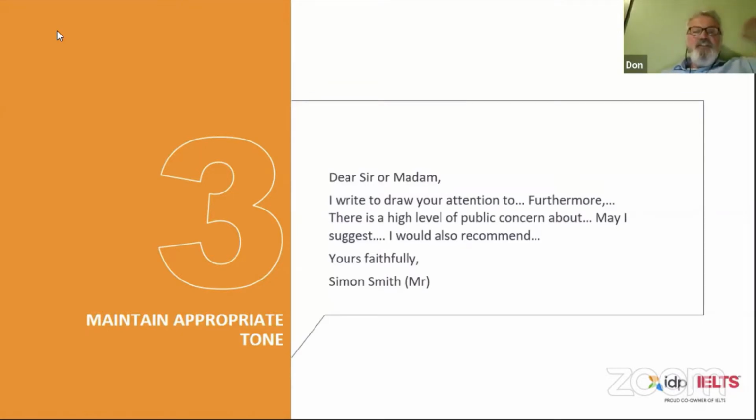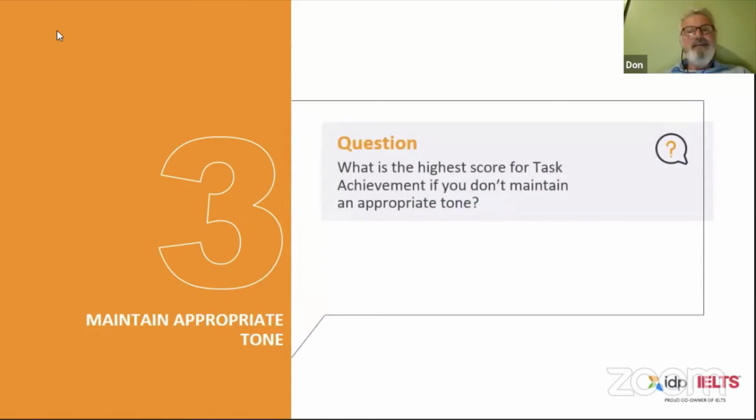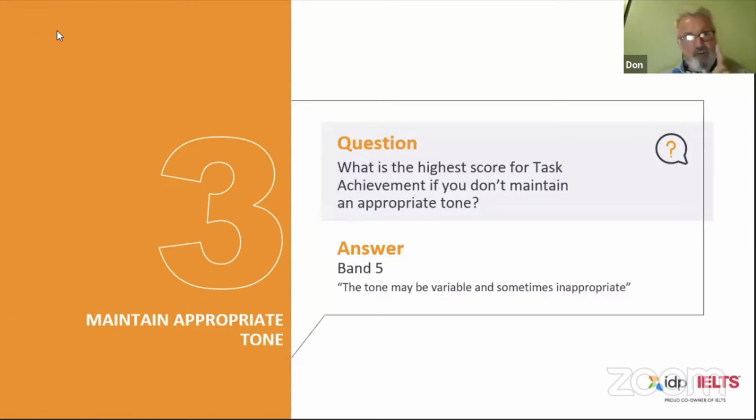This letter finishes yours faithfully. If you're writing to your friend, you'd say yours, or with love, or regards. This is important because this is one of the assessment criteria. If you don't maintain the correct tone in your letter, you will only get a band 5 for the first criteria, task achievement. The tone may be variable and may be inappropriate.